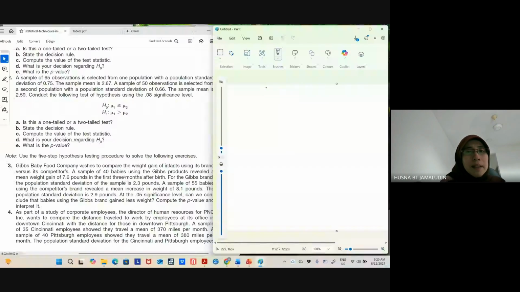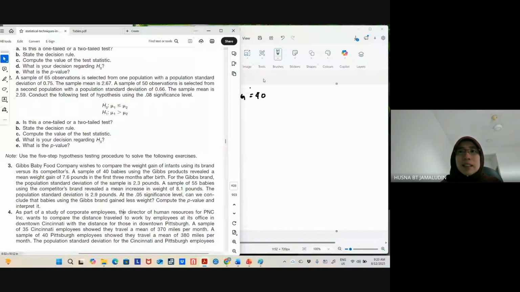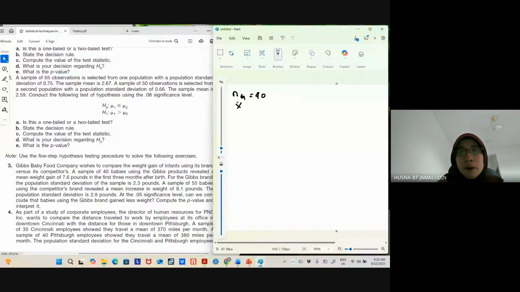A sample of 40 babies. So this is a sample using Gibbs. So the sample size for Gibbs is 40. And then they reveal a mean weight. So the mean for Gibbs. Remember, don't put just mean 1, mean 2, put the label. Mean for Gibbs is equal to 7.6. And then for the Gibbs brand, the population standard deviation. Remember, they put here population standard deviation. Sigma for Gibbs. What is the sigma for Gibbs? It is 2.3.